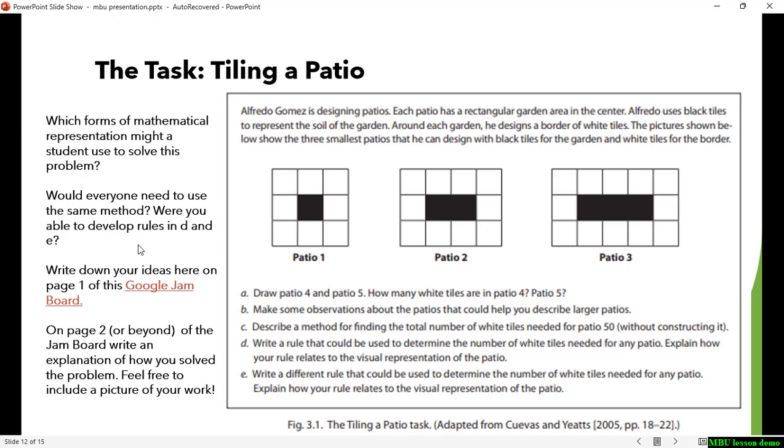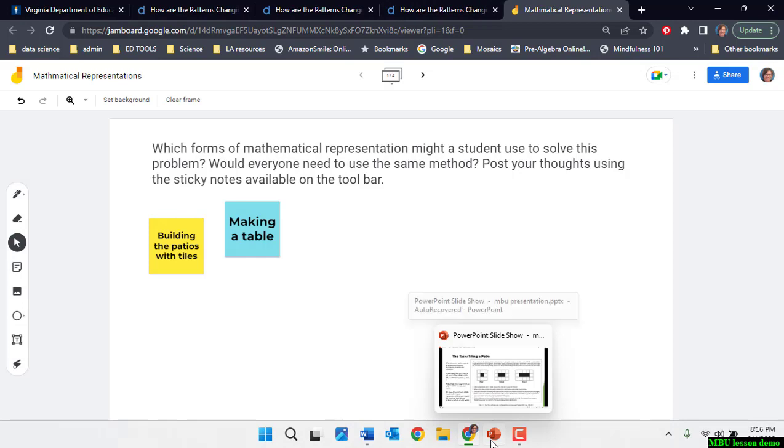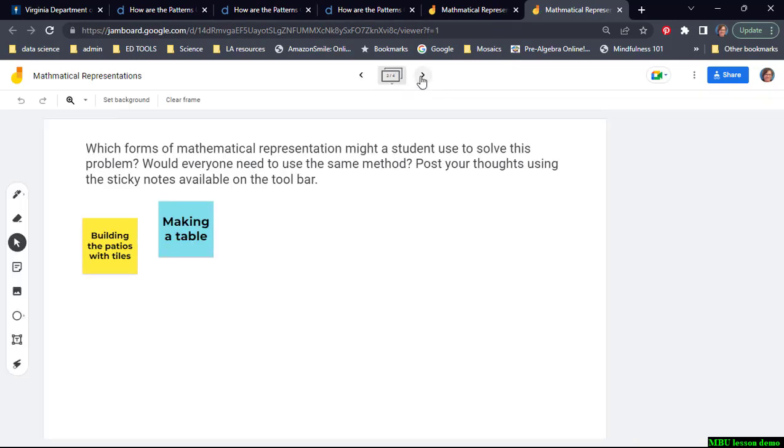Okay. And when you come up with some of those, I'd like you to go to the Google Jamboard, which is right here. Okay. And what are some of the ways? So for example, here, one person wrote building the patios with tiles. Okay. Or making a table was another person's idea. What else could you think would be useful strategies? Okay. And then once you've done that, and you take some time, work through the problem on your own, okay, and go ahead and go back to the Jamboard and go to page 2 or beyond. You may need to duplicate the page so you have room, and share with us your strategies.